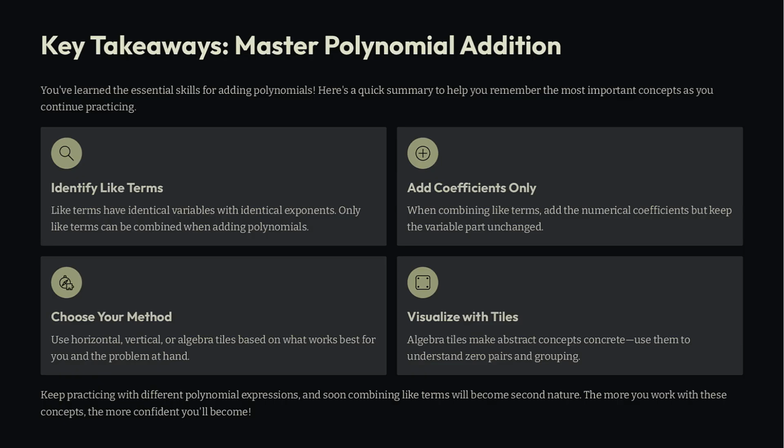Let us finish with the most important ideas to remember. Identify like terms by checking that variables and exponents match exactly. Add the coefficients only and keep the variable part unchanged. Choose the method that works best for you. Use algebra tiles to visualize grouping and zero pairs. With practice, combining like terms will become second nature. Keep working with different examples, and your confidence will continue to grow.